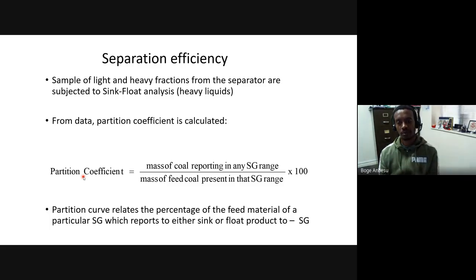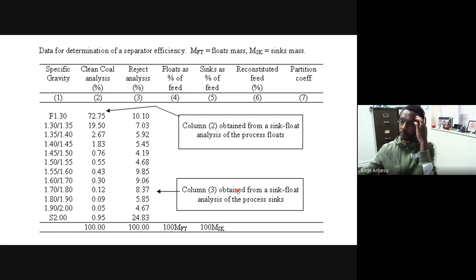And based on the quantity reporting to the underflow compared to the feed, we said we can construct partition curves, if you remember, and we do exactly the same. In this case, instead of size, we just use specific gravity. Specific gravity reporting to that particular range, compared to the material present in the feed for that particular specific gravity range. And based on that, we can talk about separation efficiency.